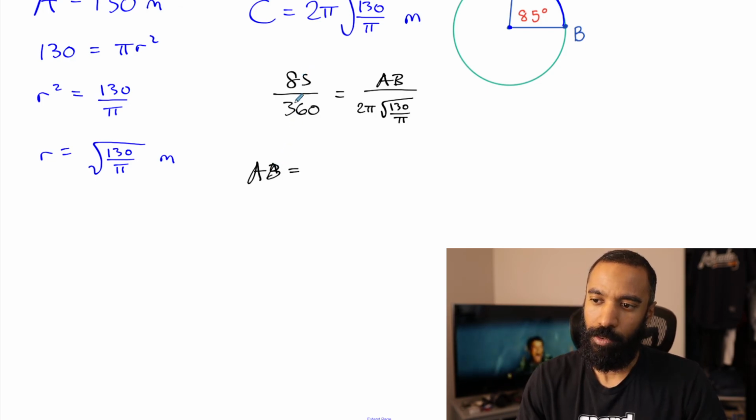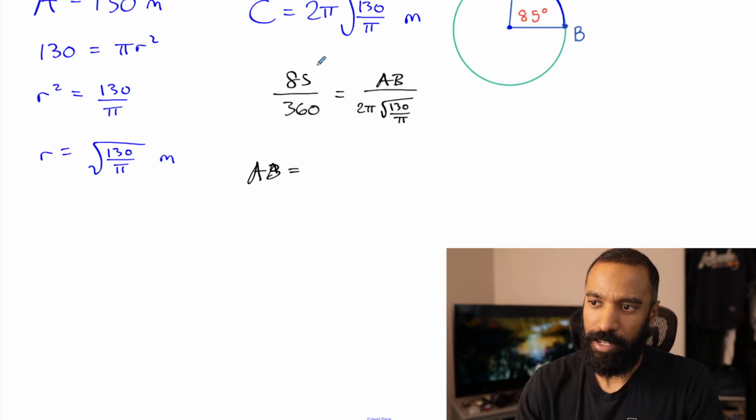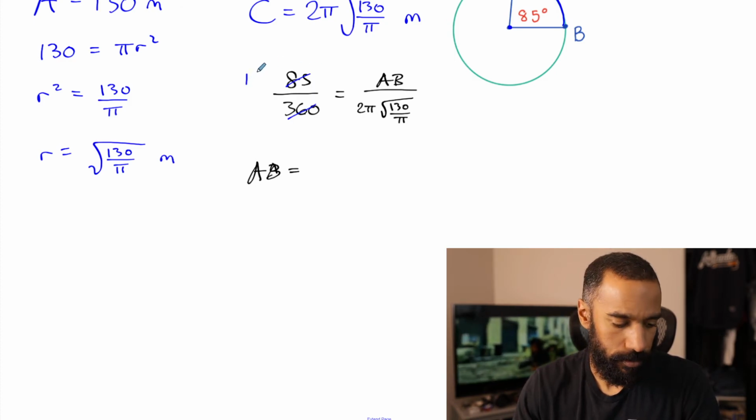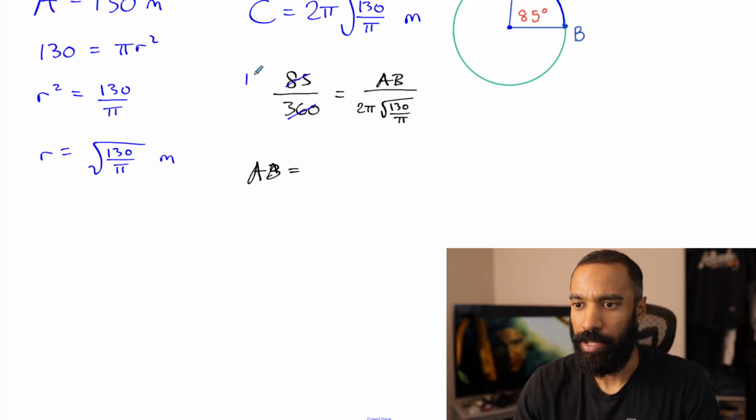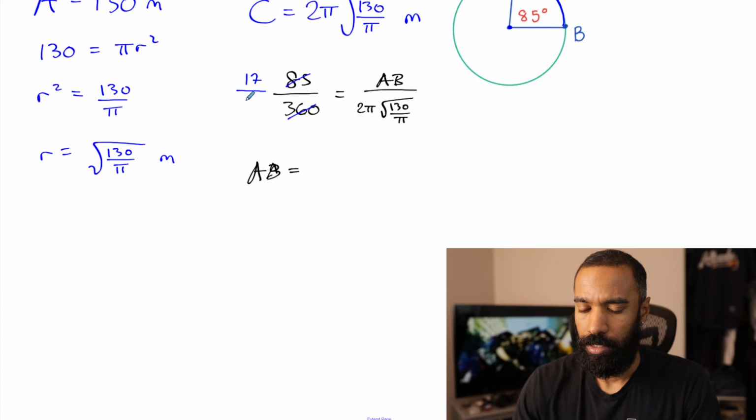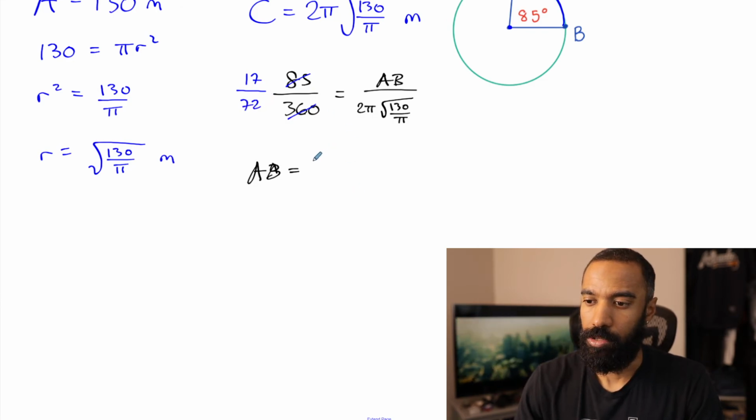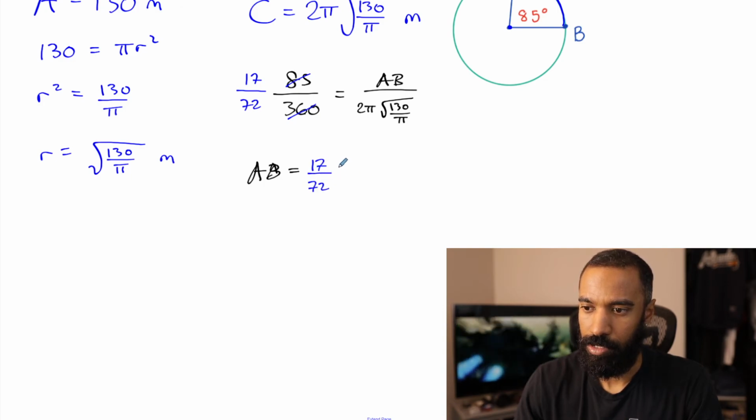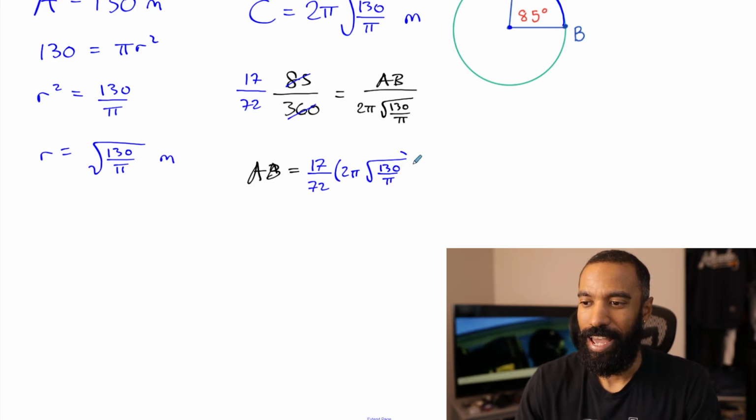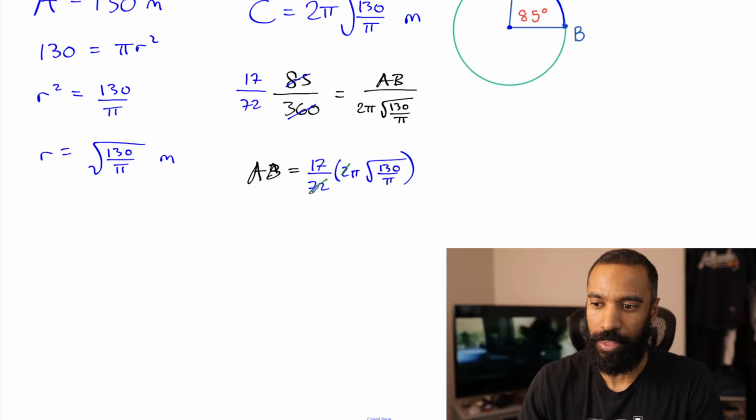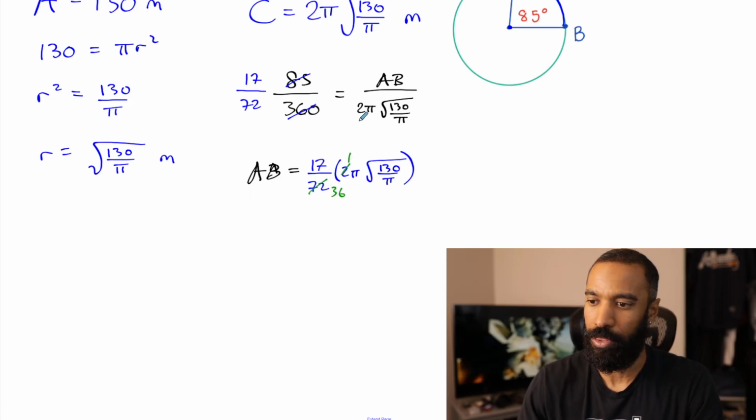we're going to get AB, the length of the arc, equals 85 over 360. Let's reduce those right now. Divide them both by 5, I get 17 over 72. So 17 over 72 times 2 pi root 130 over pi. At some point I'm going to round my answer anyway, so my reduction practices are probably not worth it. 2 over 72 reduces to 1 over 36.